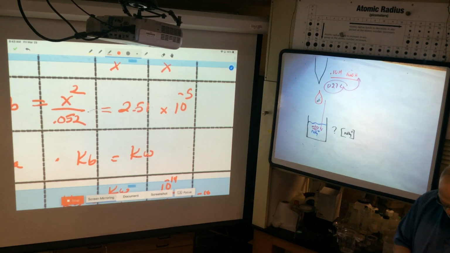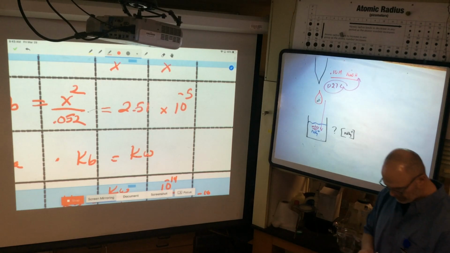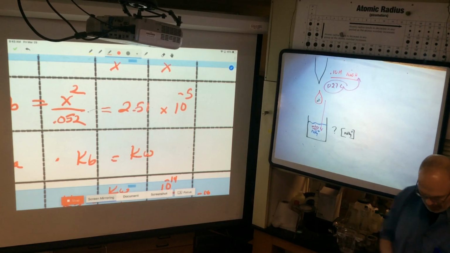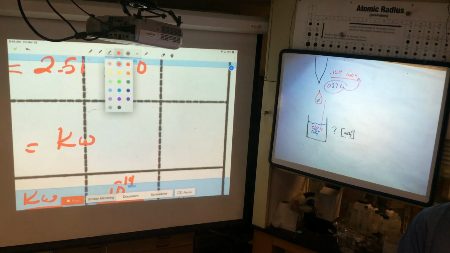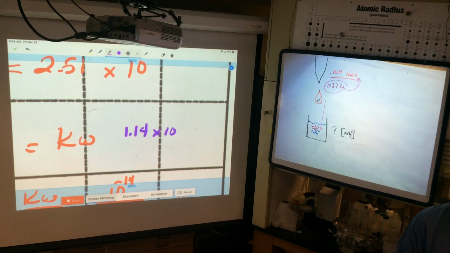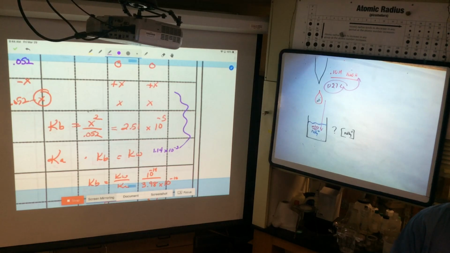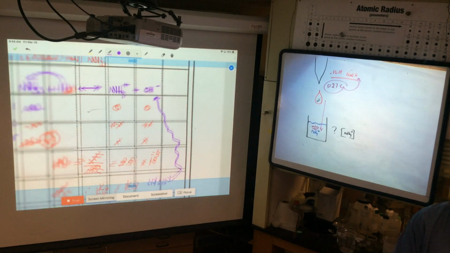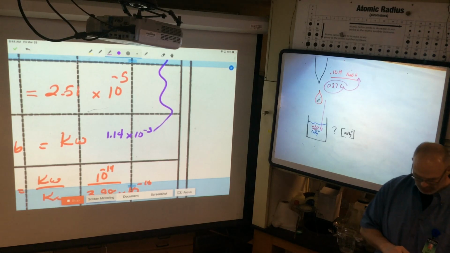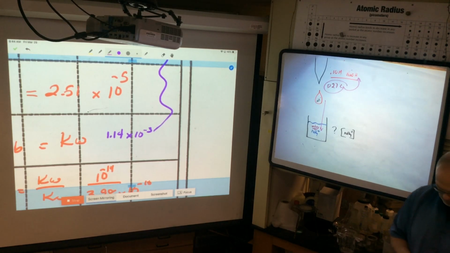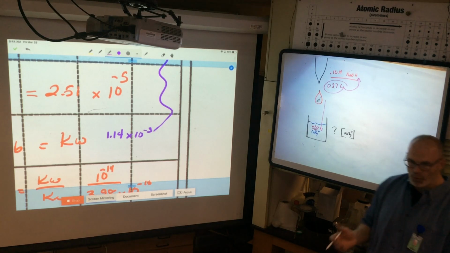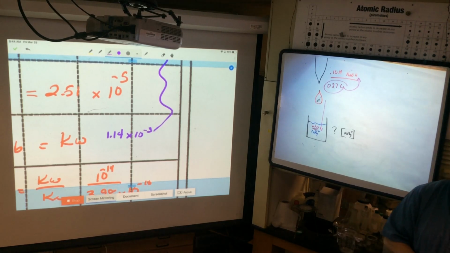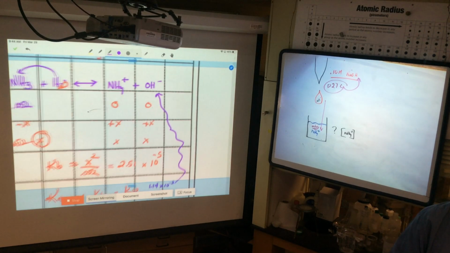And then I'm going to take the square root of both sides. I get an x equal to 1.14 times 10 to the negative 3, right? And that's my hydroxide. So let's get a pOH, the negative log of that. The negative log of that is 2.94, but that's the pOH. 14 minus that, and we get a pH of 11.